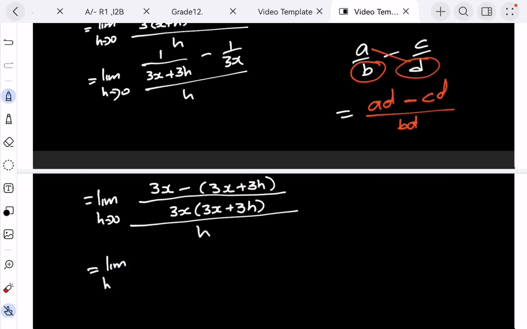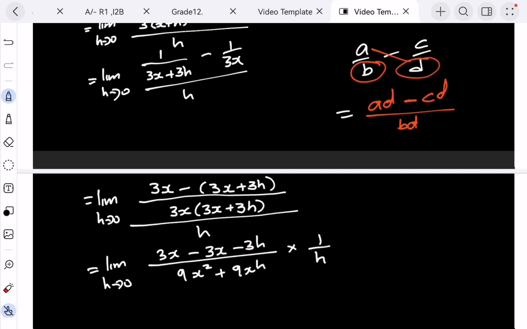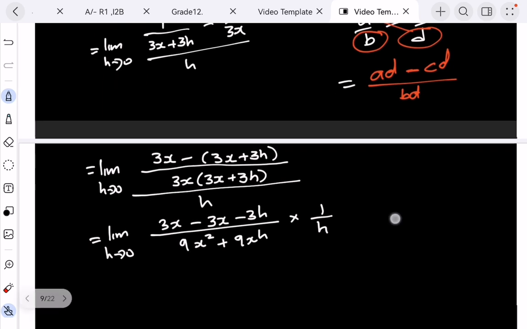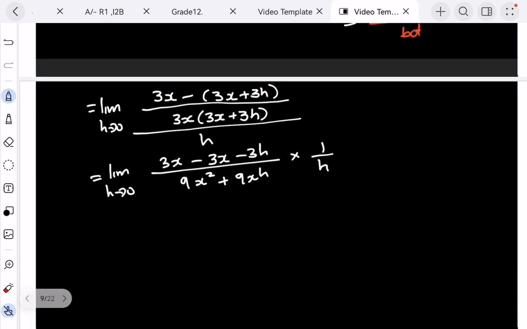Now, step by step, we can deal with our minus. If we multiply minus on that bracket, we have minus 3x minus 3h. If we go below on that bracket, we have 3x squared plus, or not 3x squared, 9x squared plus 9xh. Then I can take that 1 over h and put it here to make my calculation easier. Now you can leave it as over h.